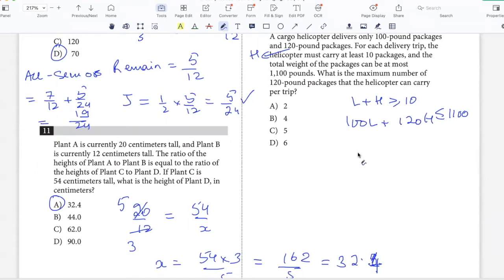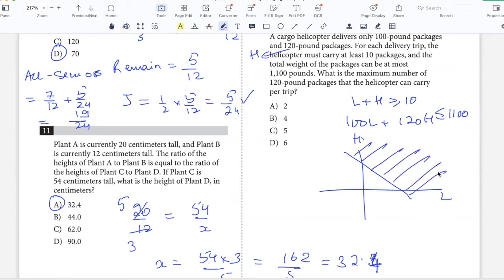Okay, so L plus H is greater than or equal to 10. So if this is L and this is H, then that would be this region. Okay, and the second one is 10L plus 12H is less than or equal to 110. So this would also be something like this, and that would be less than, so this area. Okay, so the solution set would be this area, right? So the maximum number of 120-pound packages would be at the intersection of the two.